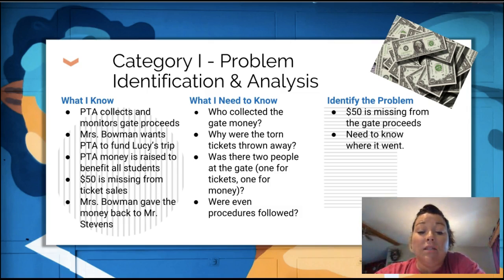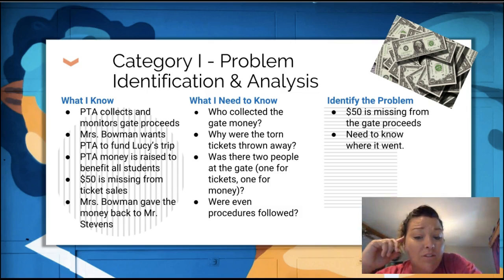So what I still need to know is who collected the gate money? Who were the people working the gate? Who was responsible for the money coming in, and who was responsible for the tickets? I need to know if those people then gave that money to Mrs. Bowman, who then gave it to Mr. Stevens, or how the money got back to Mr. Stevens and who all touched the said money bag.